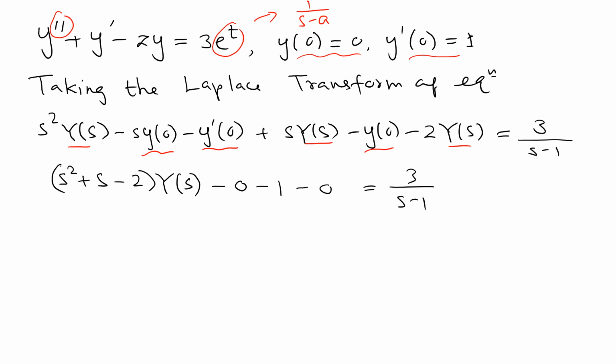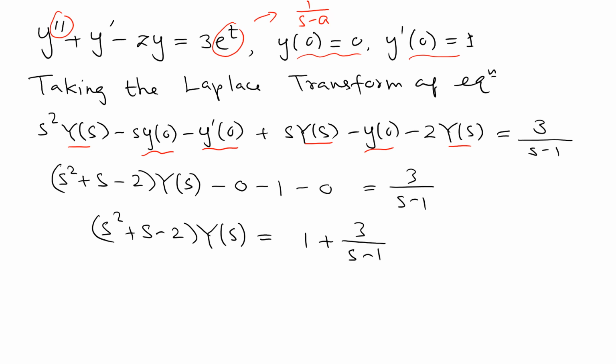The next step is to isolate the Y(s) term. So you get s squared plus s minus 2 times Y(s). If you bring the 1 to the other side, you get 1 plus 3 over s minus 1. That's what you get.